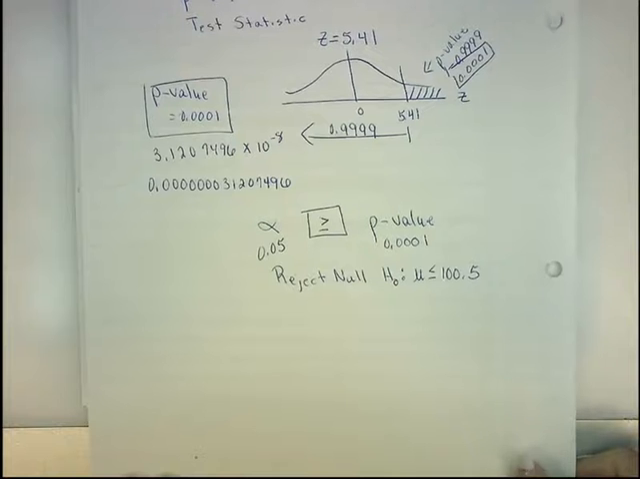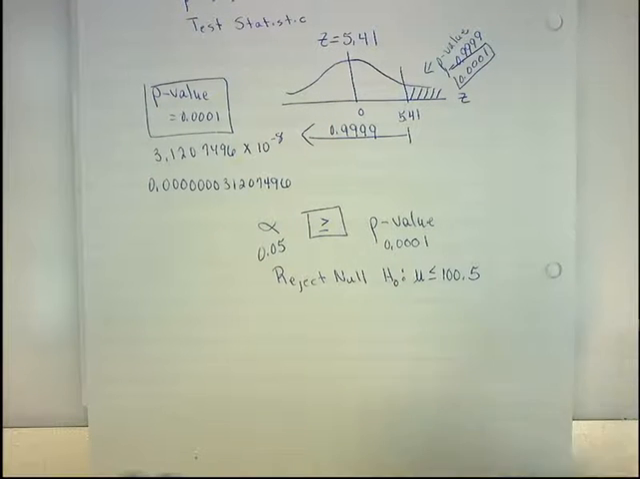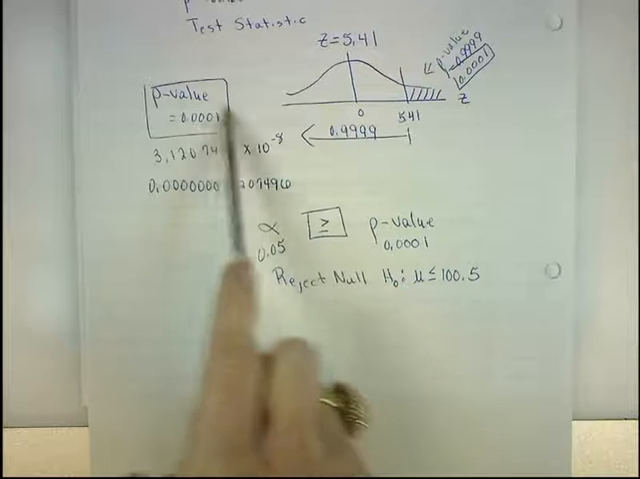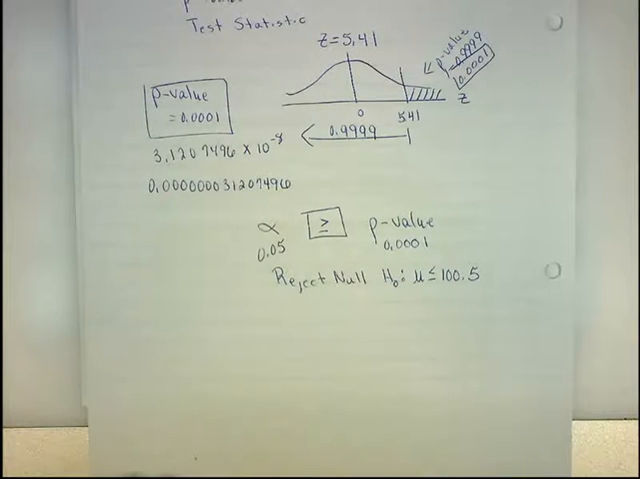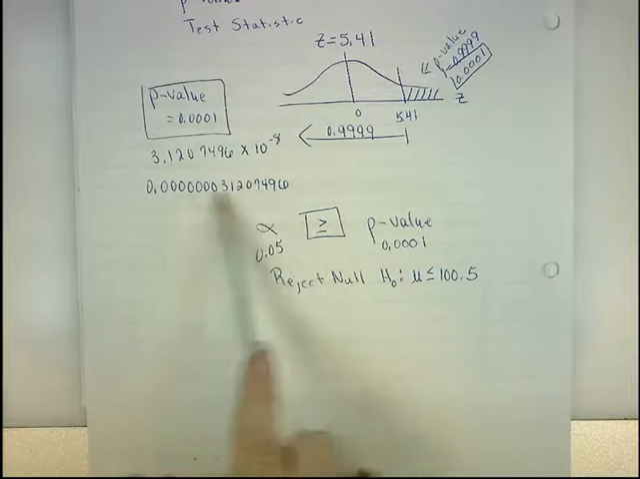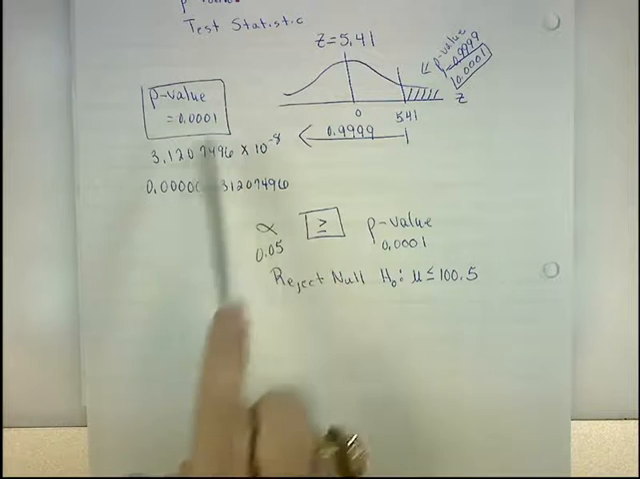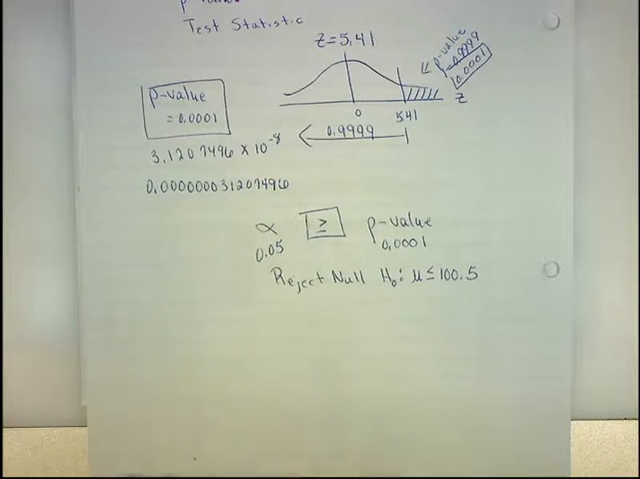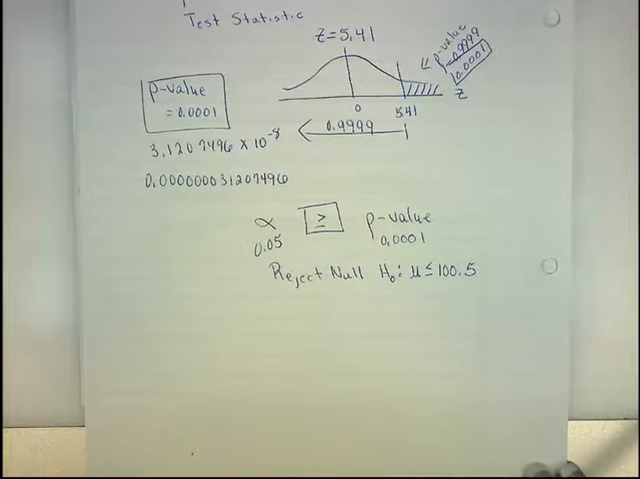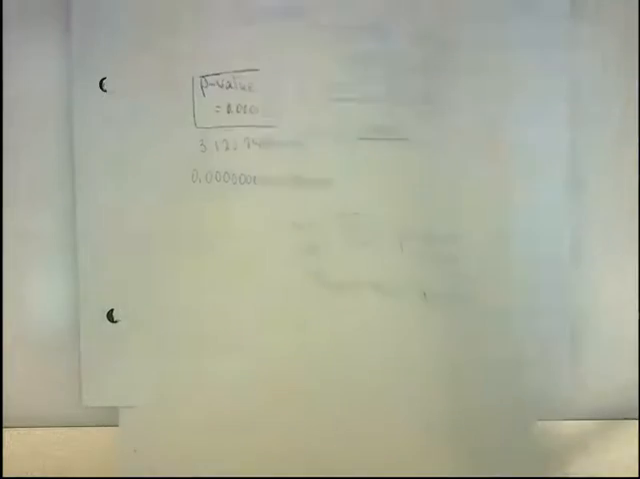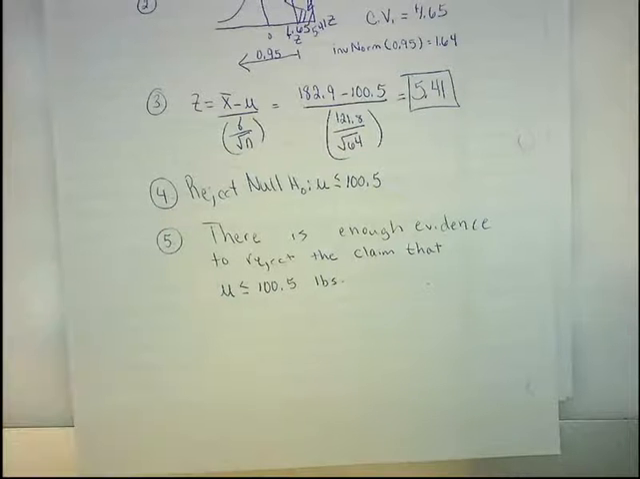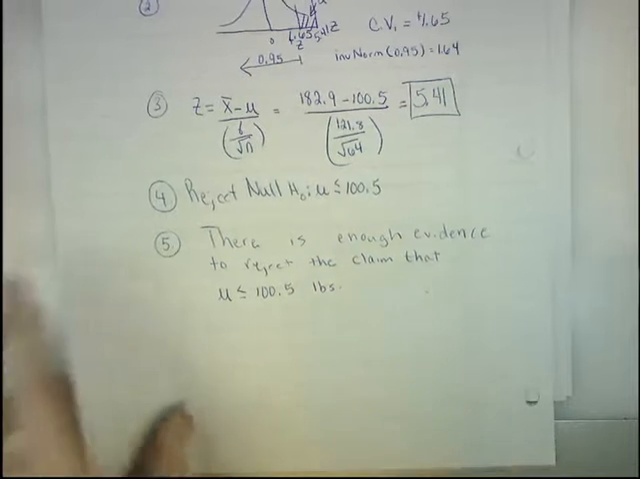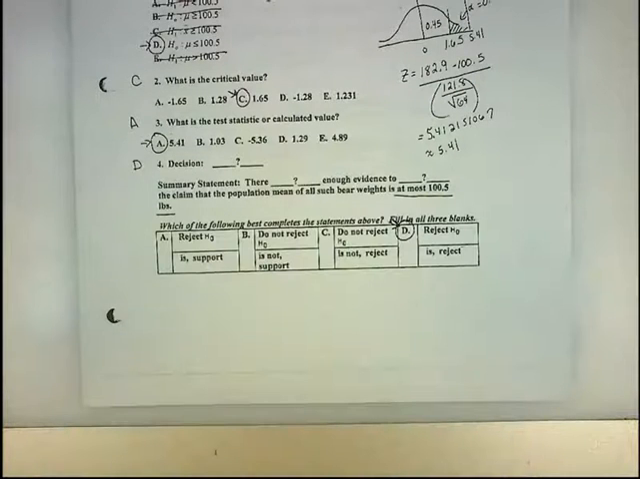If you wanted to do the same problem with the p-value method, or if I ask you for the p-value by hand, you would give me 0.0001. The one by calculator is more accurate, of course, because it's not using a table, but it's very, very small. Alpha is definitely larger. So reject the null statement. Again, we have the decision and we have the summary: there is enough evidence to reject the claim. That concludes our very first whole hypothesis testing problem on this practice test. Let's move on.